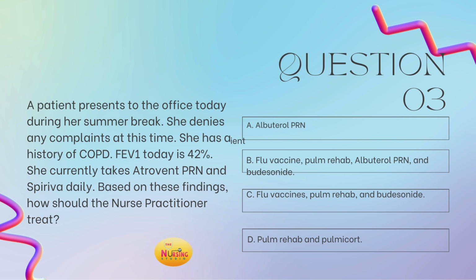C wouldn't be correct because we don't need the flu vaccine because it's the summer break. It's not flu season. Albuterol PRN is a short-acting beta agonist or SABA. We already have a SAMA. We don't need that. Again, and B, we don't need the flu vaccine. We don't need the SABA PRN, so you can eliminate that as well. So again, the answer is D, pulmonary rehab and Pulmicort. Just making sure she's in pulmonary rehab and adding in that inhaled corticosteroid.